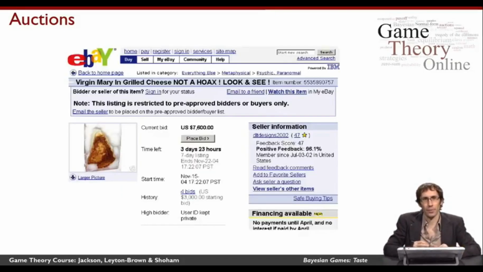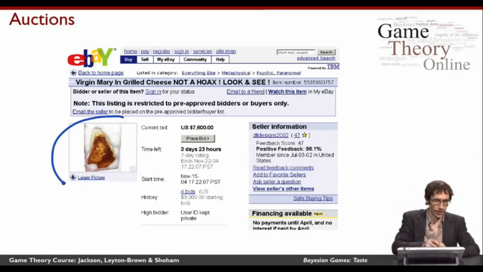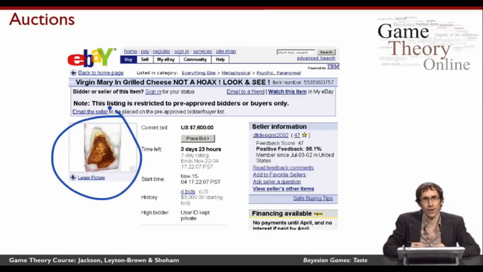Of course, not all auctions happen in person. Here's a famous auction that occurred on eBay a few years ago. This was a situation where a woman in Florida was eating a grilled cheese sandwich that she had made for herself. You can see a picture of it right here. And she took a bite out of it, and then she was amazed to discover what she considered to be a perfect likeness of the Virgin Mary in the shape of the burn mark on the grilled cheese sandwich right there. And so she was so amazed, she decided that this was a religious relic.